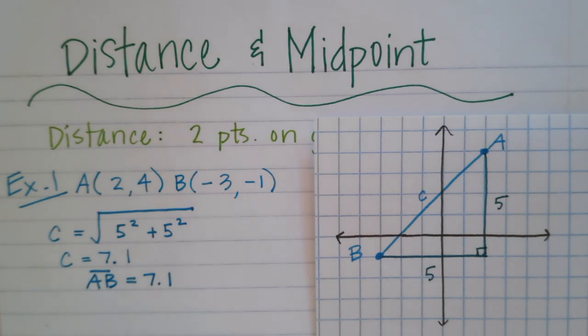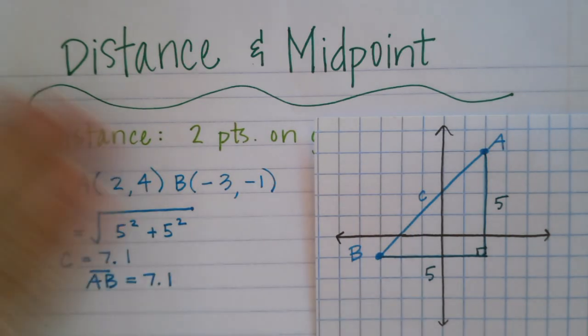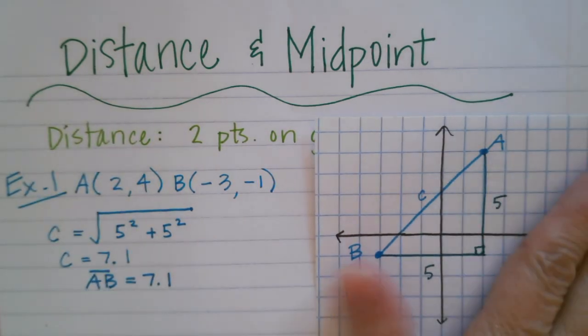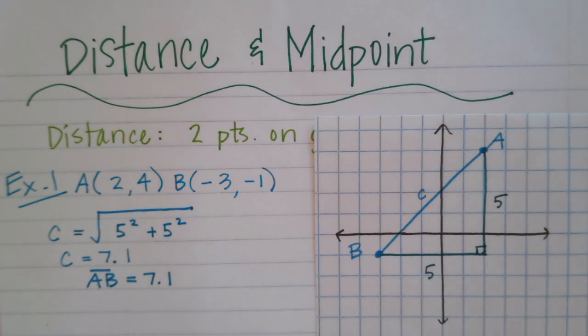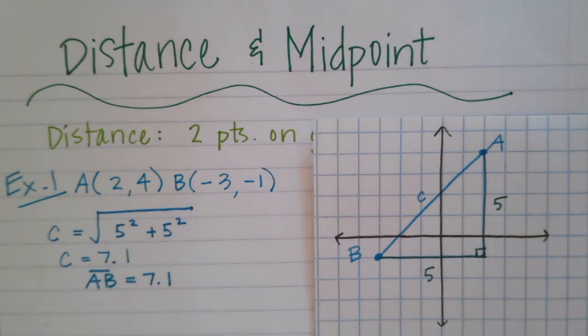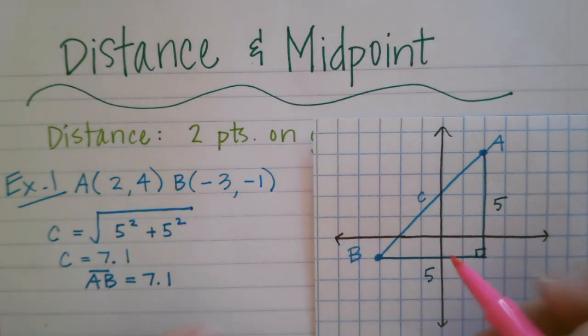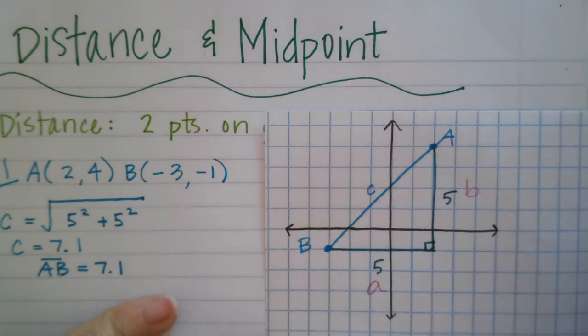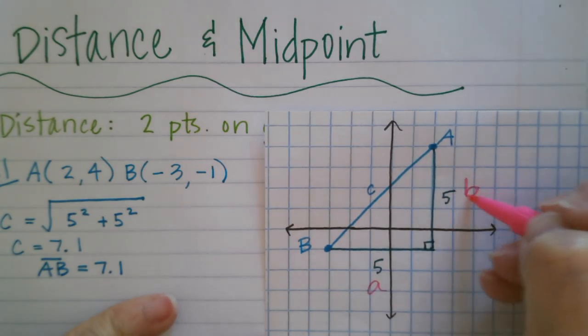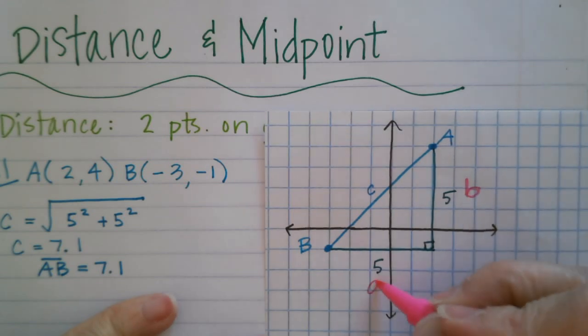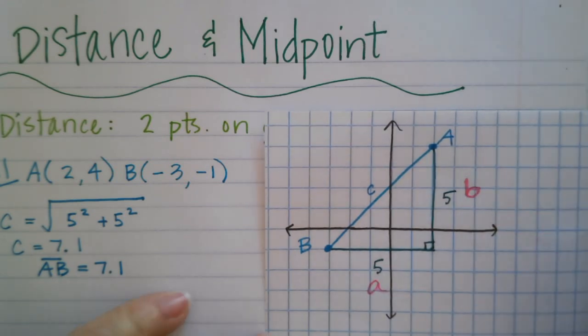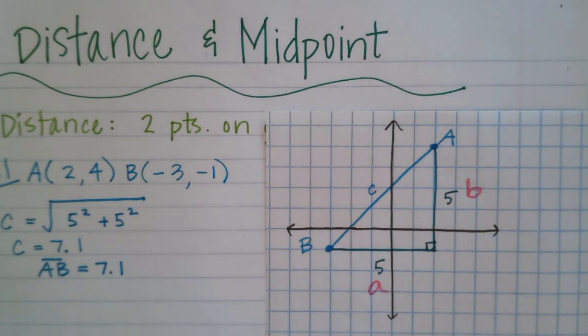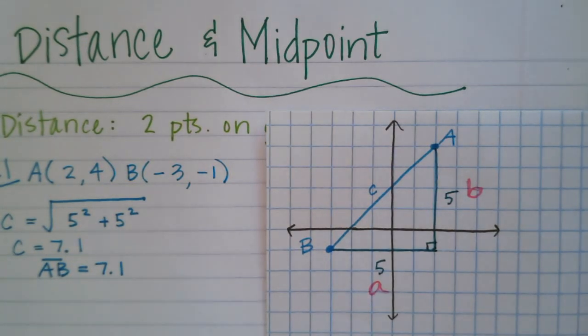Now, can we do this type of problem without drawing it on a graph? The answer is absolutely. I'm going to label this right here as side A, and this is side B. I usually do the horizontal as the A and the vertical as the B. It doesn't make a difference.